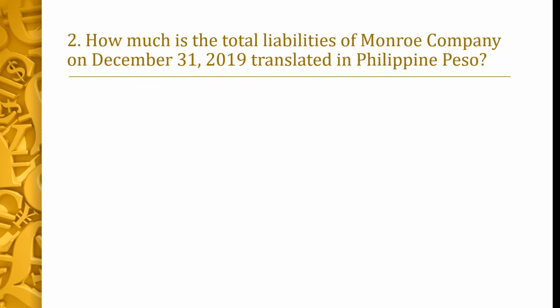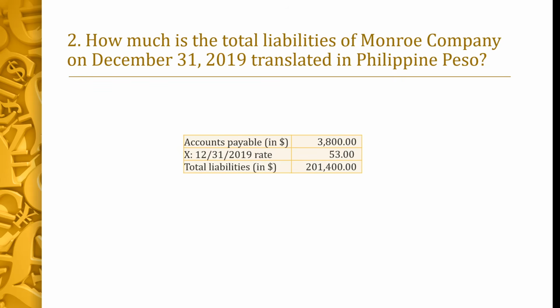Number 2, how much is the total liabilities of Monroe Company on December 31, 2019 translated in Philippine peso? So based on the trial balance that was provided to us, isa lang ang liability account ni Monroe Company, that is accounts payable. How do you translate liability accounts? Using closing rate or December 31 rate. So magkano ang total liabilities natin in peso? 201,400. So final answer for number 2 is 201,400.